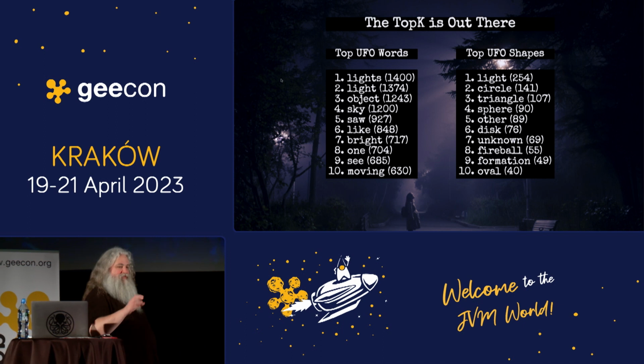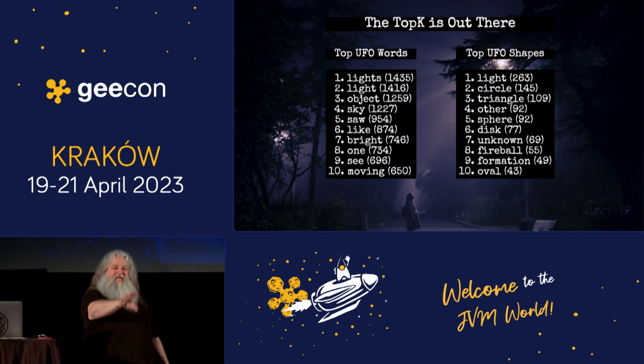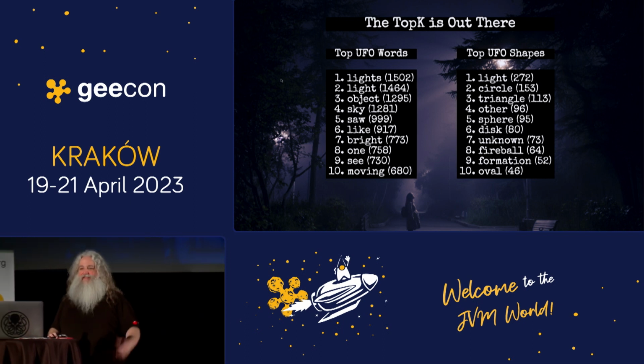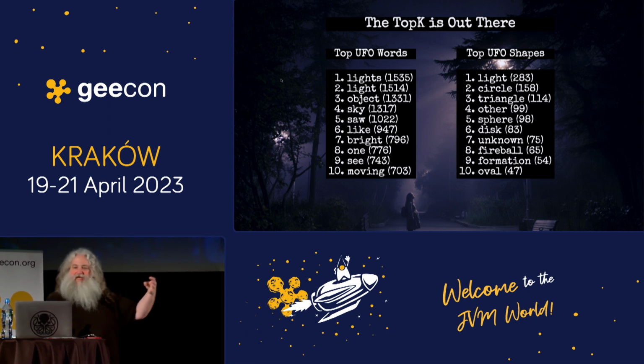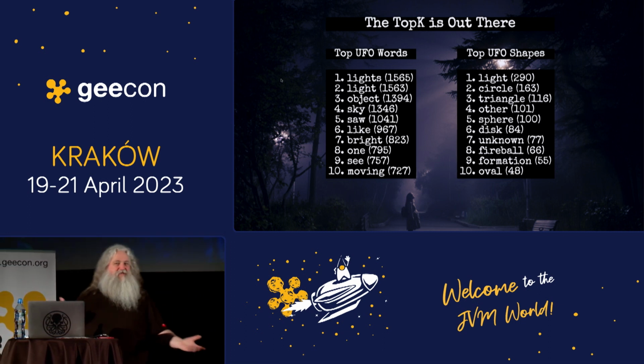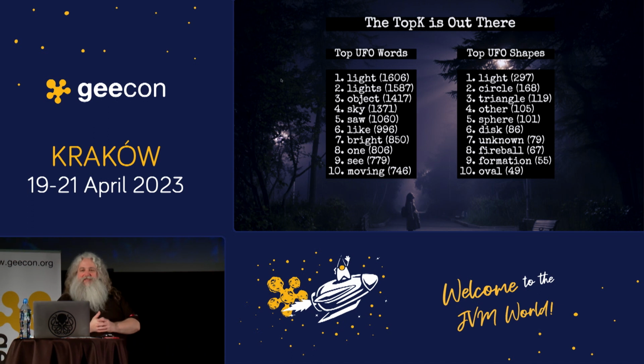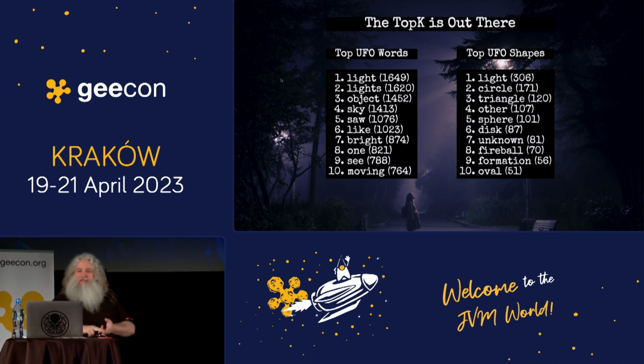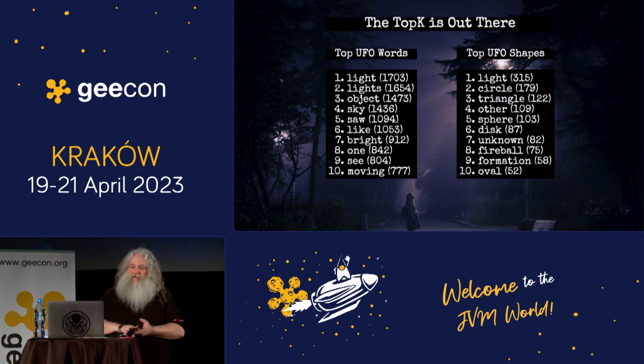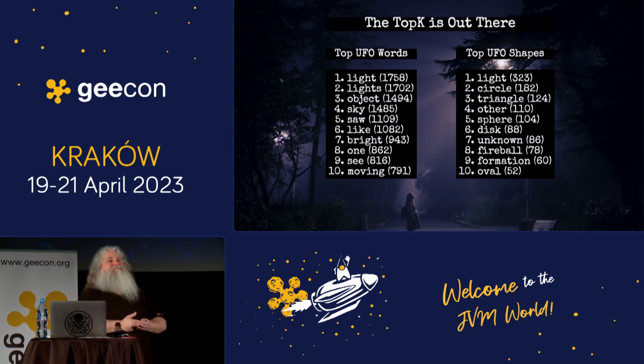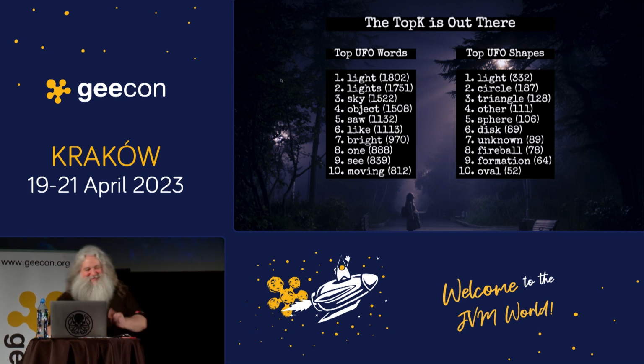The cool thing here is these counts are going to be off, but the ranking is pretty solid. And the fact that lights and light both show up and then object and sky, these are all the words you would expect to see in UFO sightings. And for shapes, I like that light and object and unknown and formation are all shapes. It just always makes me laugh.